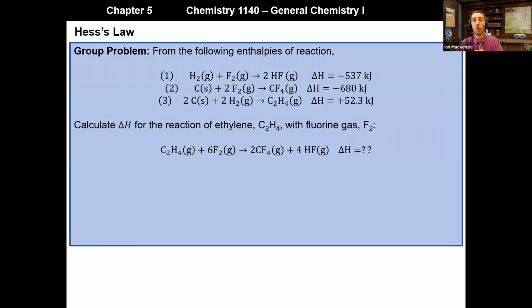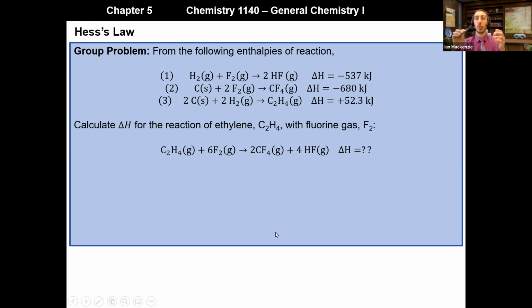Okay, so let's do one kind of group problem on that. You can pause the video now if you want and try to work on this on your own, but I'll carry through and work through the problem. So we are given 3 constituent reactions, and we're asked to calculate the change in enthalpy for the reaction of ethylene with fluorine gas, and we're given that equation here.